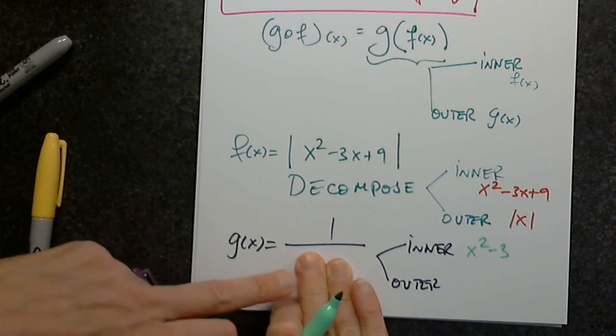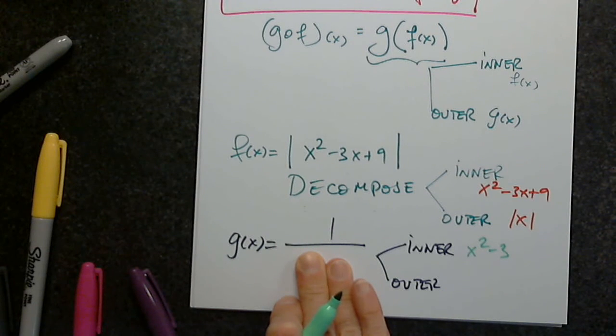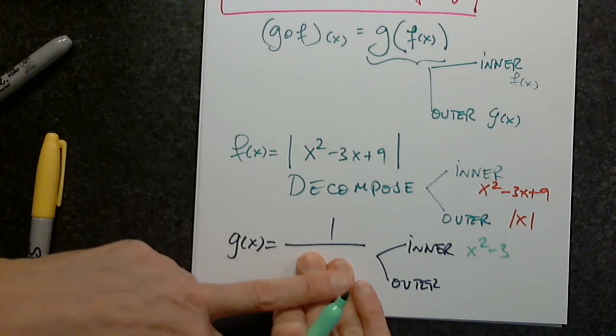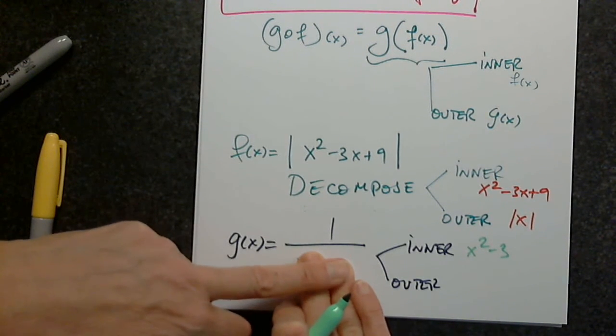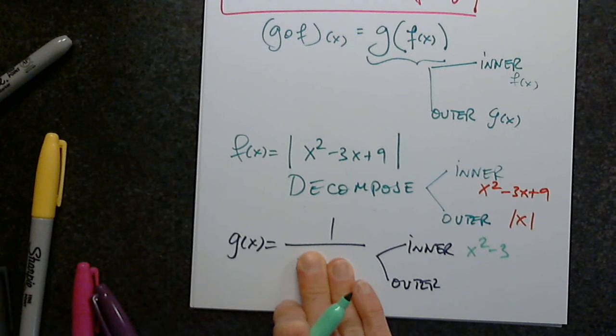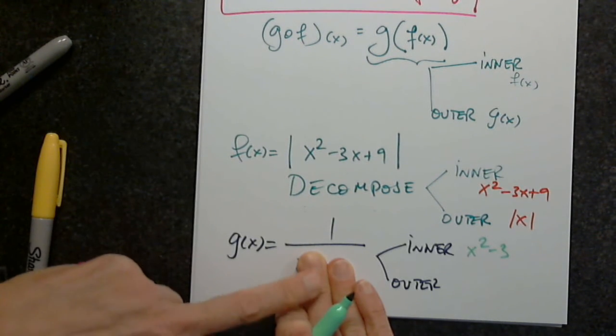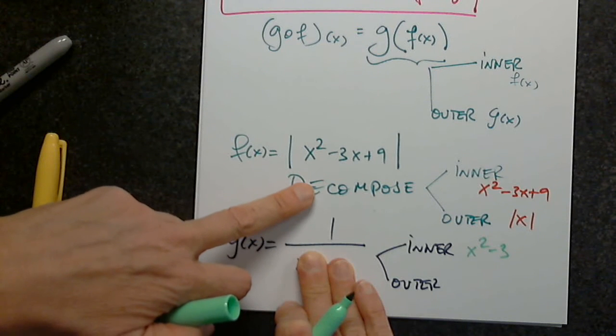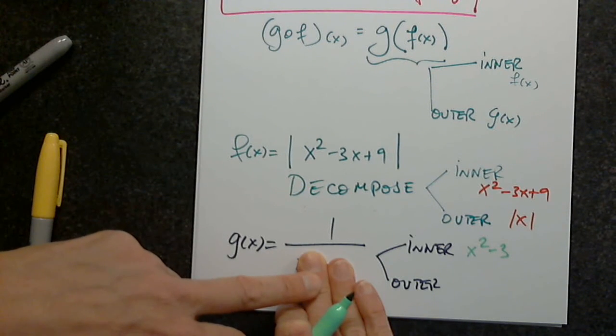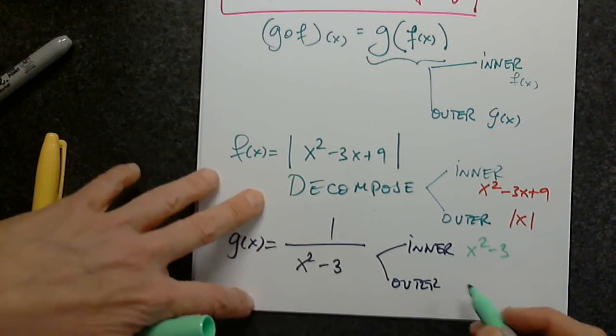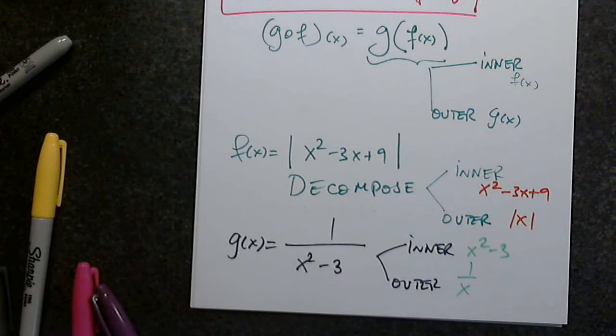That's why I covered it so you don't get confused. x squared minus 3 is taken. What function will you apply to this number? What function? 1 over x. Indeed. Very good. Any questions?